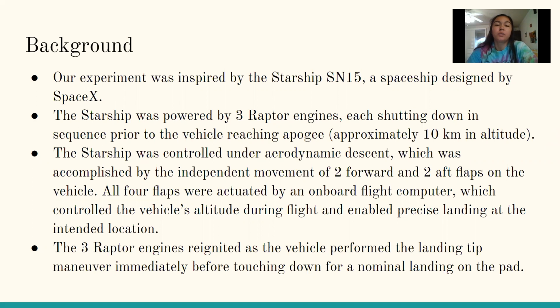It was powered by three Raptor engines, which each shut down in sequence prior to the vehicle reaching apogee, which was approximately 10 kilometers in altitude. It was controlled under aerodynamic descent, accomplished by the independent movement of two forward and two aft flaps on the vehicle. All four flaps were actuated by an onboard flight computer, which controlled the vehicle's altitude during flight and also enabled precise landing at the intended location on the pad. The three Raptor engines were reignited as the vehicle performed the landing flip maneuver immediately before touching down for a nominal landing on the pad.